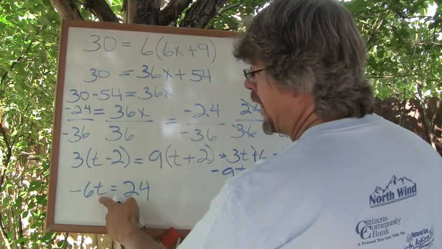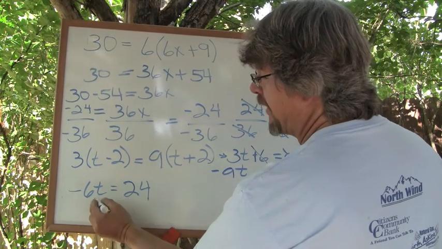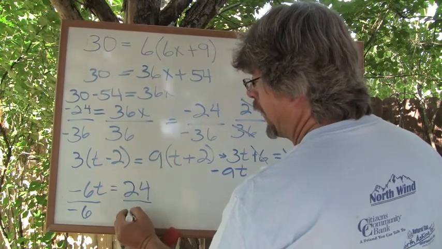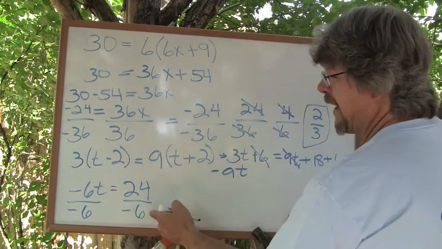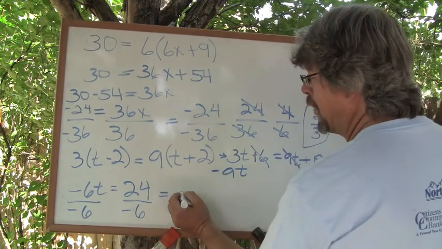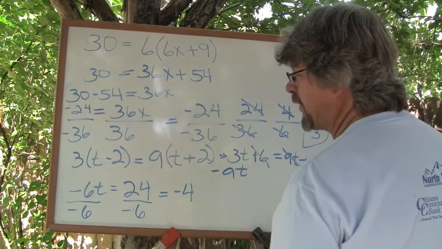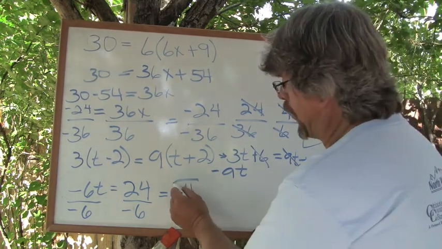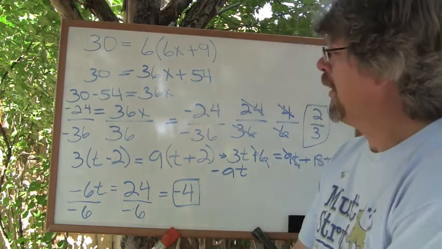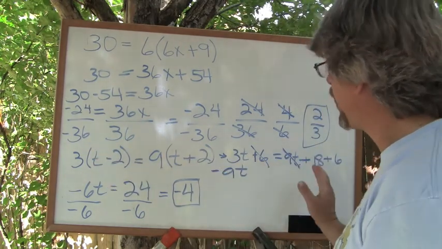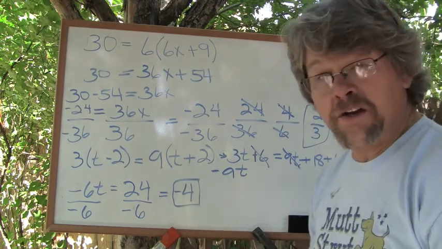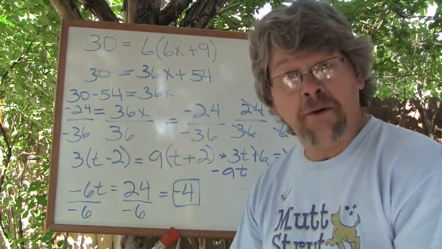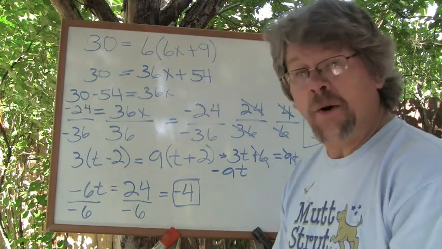How do we get t all by itself? Divide by negative 6 on both sides. Negative 6 into 24 goes negative 4 times, and there's your answer: t equals negative 4. By just going step by step using the laws that we know how to use, we can solve the equations. The answers almost just fall out as you solve these kinds of equations, don't they?